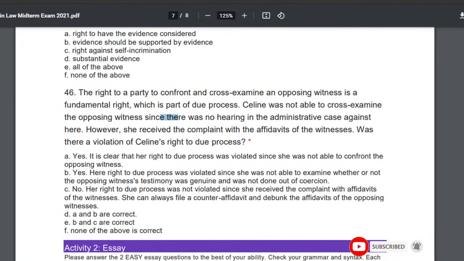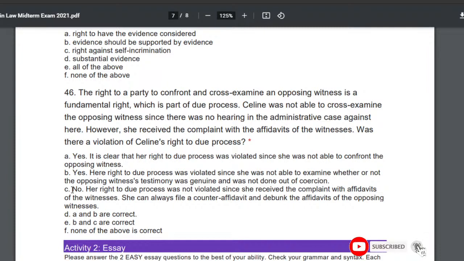A. Yes, it is clear that her right to due process was violated since she was not able to confront the opposing witness. Letter B. Yes, her right to due process was violated since she was not able to examine whether or not the opposing witness's testimony was genuine and was not done out of coercion.